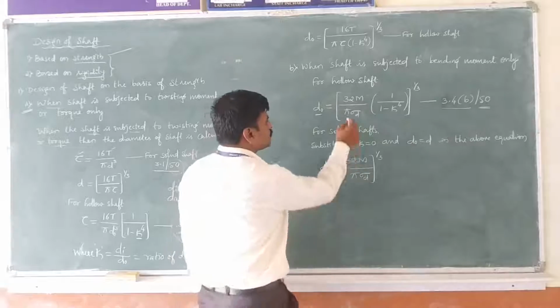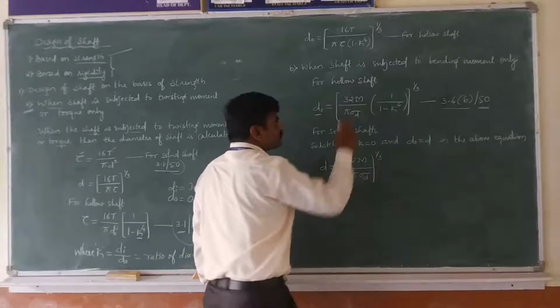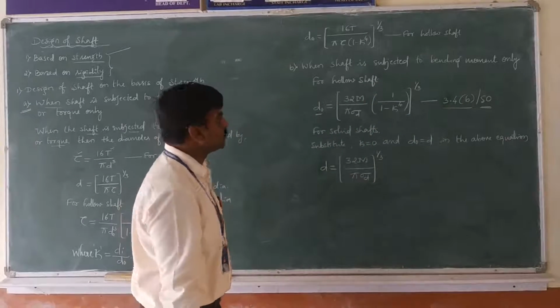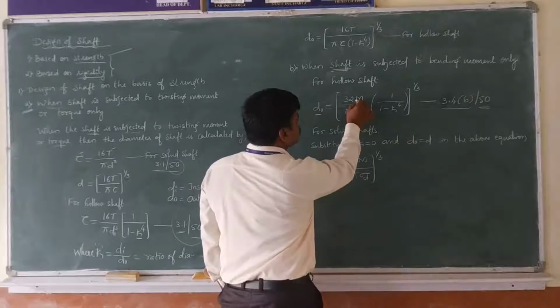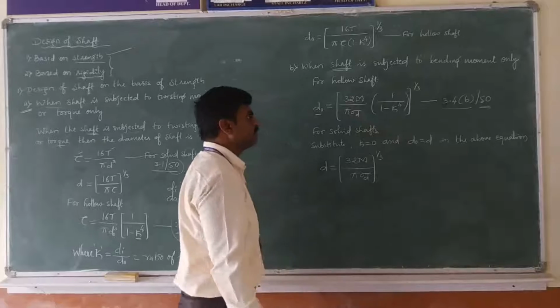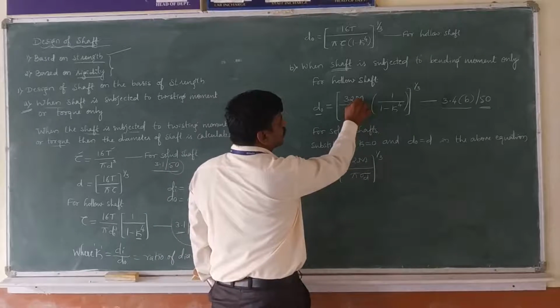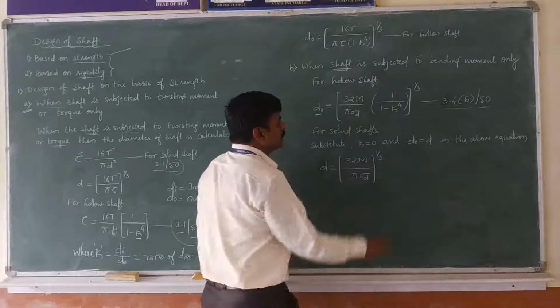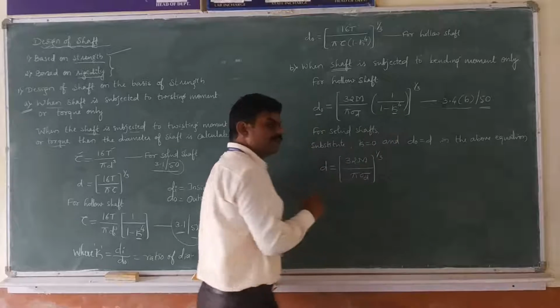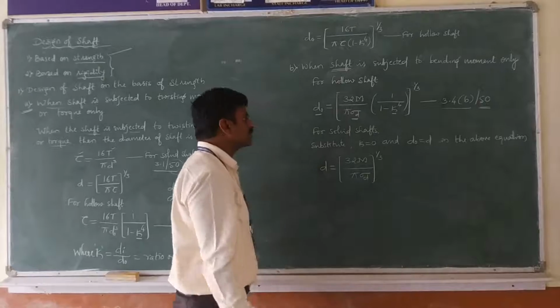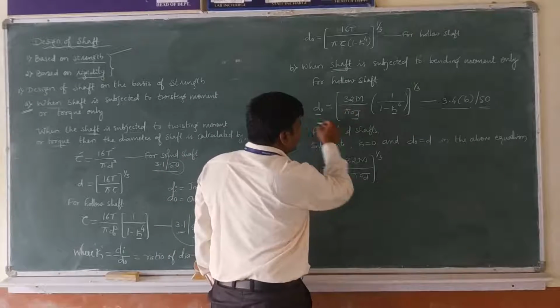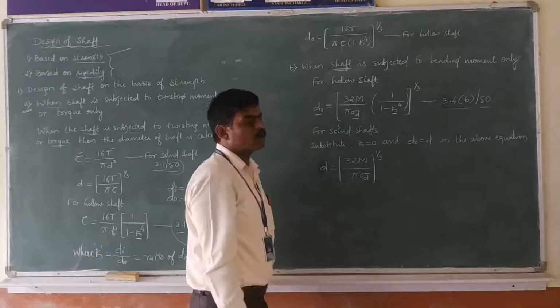Some of the terms are very important here. Since the shaft is subjected to bending moment, we come across the word M, which means bending moment. K we know is the diameter ratio, and sigma is a stress. So this equation is particularly used for hollow shaft.